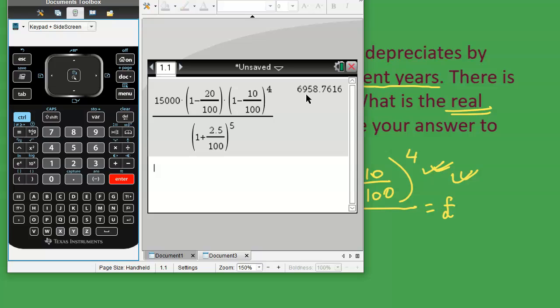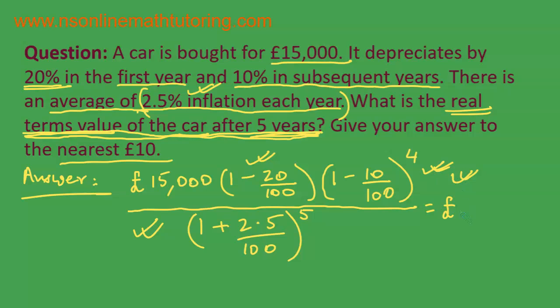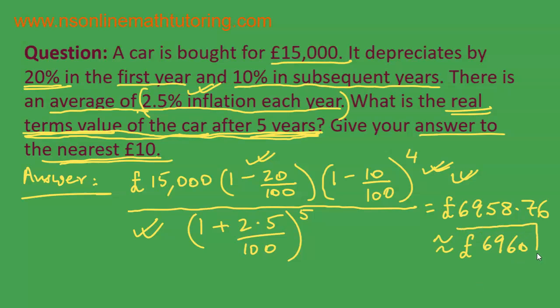What is the answer? 6958.76 pounds. And they are asking us to give the answer to the nearest 10 pounds. So this is approximately equal to £6960. So this is our answer for this question. So let us move on to the next question.